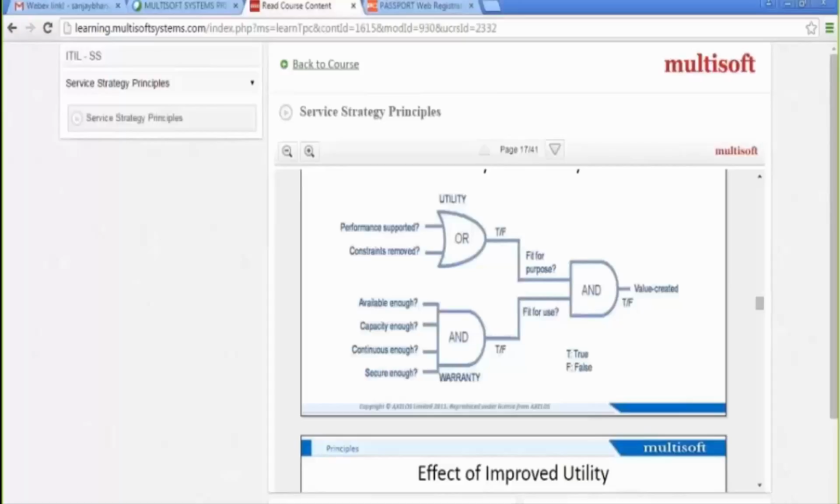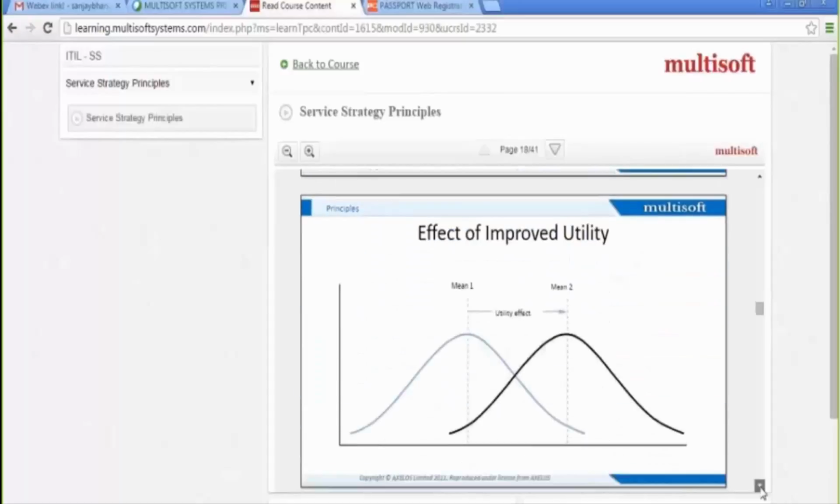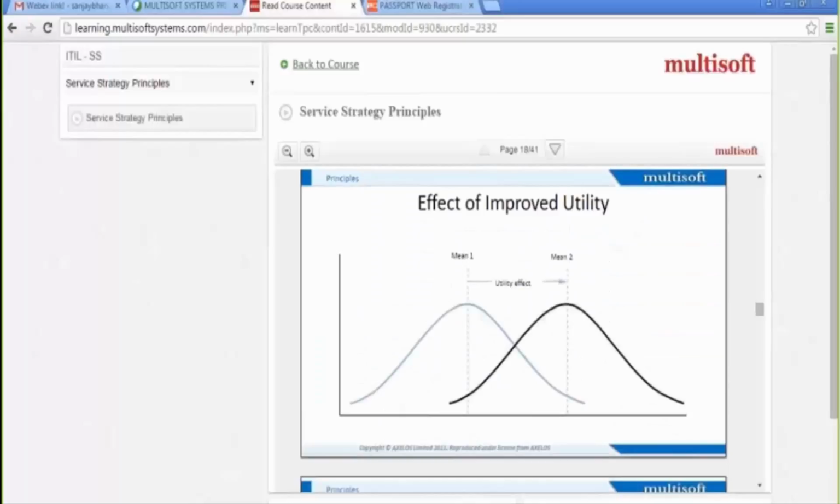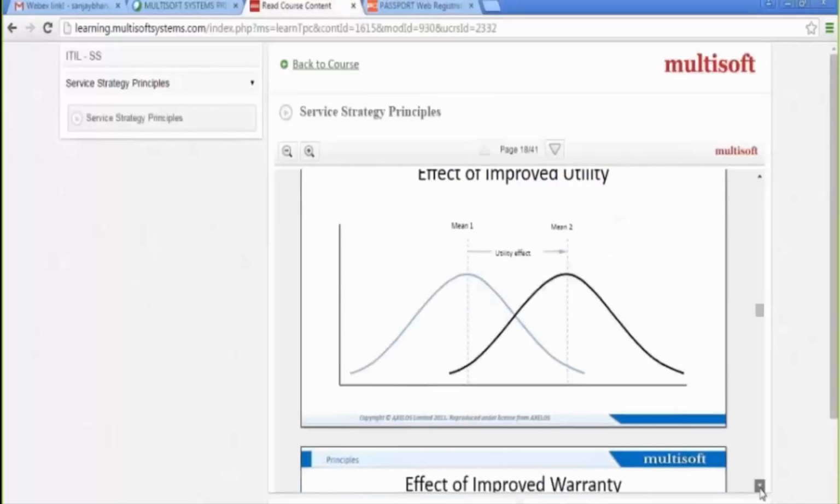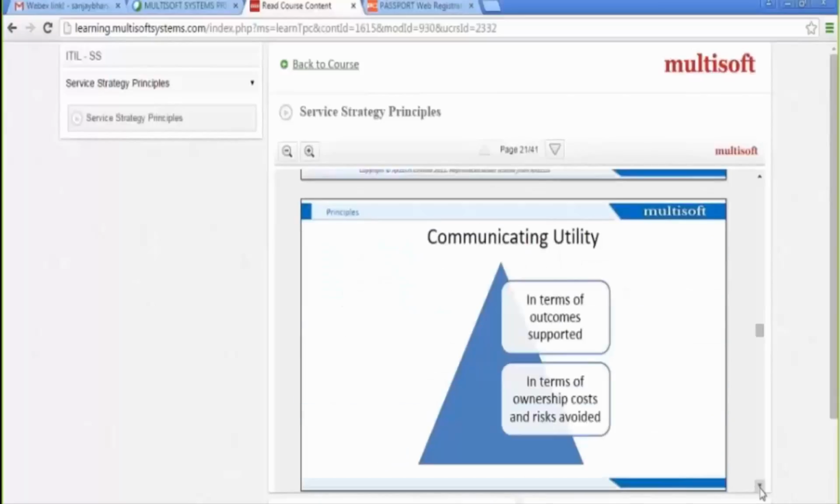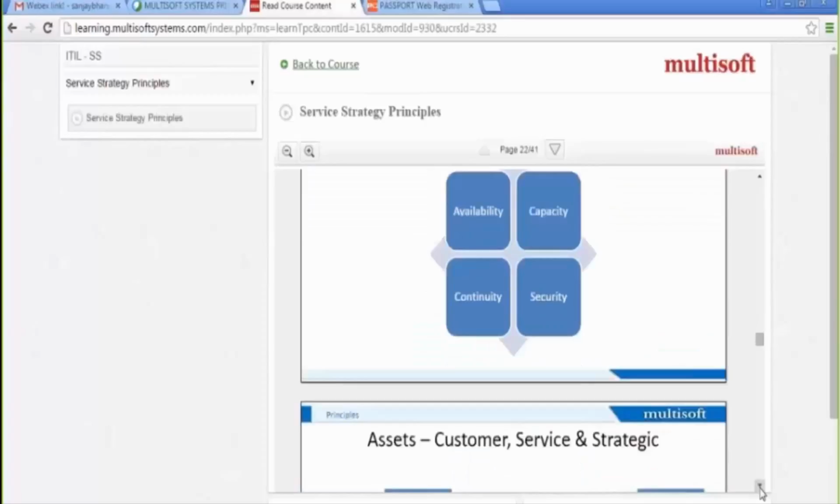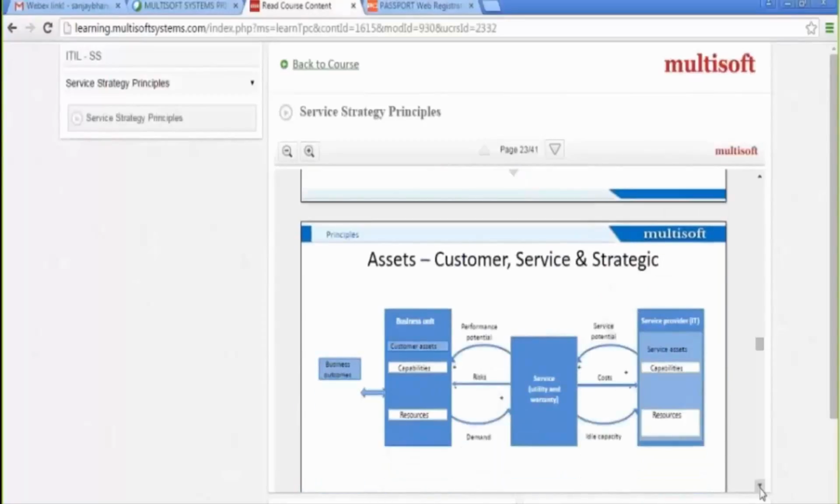So the effect of improved utility, I have two points we are taking here, right? These graphs we discussed yesterday also. Then communicating utility in terms of outcome supported, and communicating warranty in terms of ownership cost and risk avoided, right? Assets we discussed very well: the service assets, the customer assets, and the strategic assets also. So we have the capabilities and resources, right?